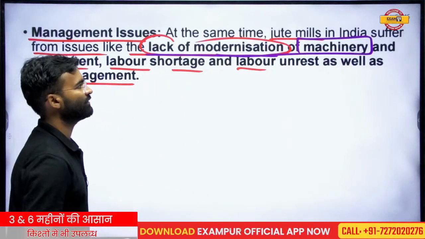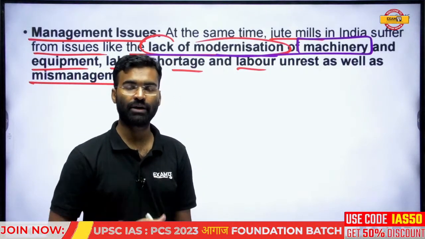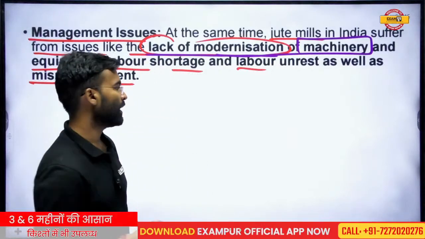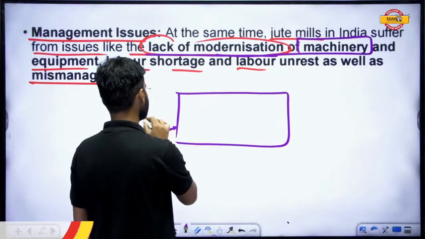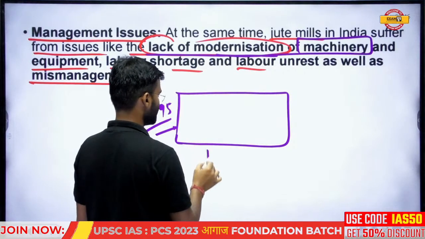So there is a problem in the advancement. Why does this industry not get modernization in the machinery? There is a reason. What is the reason? Because approximately 90 to 95% of the world's jute production is being done in the Bengal region.